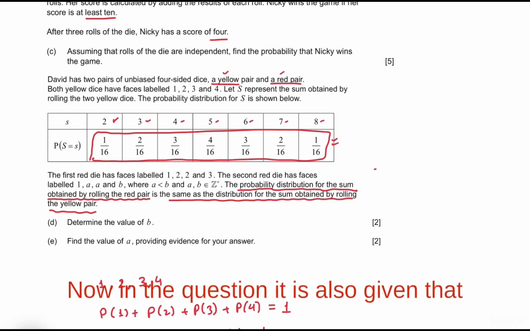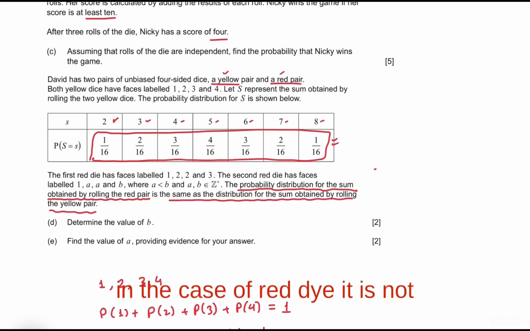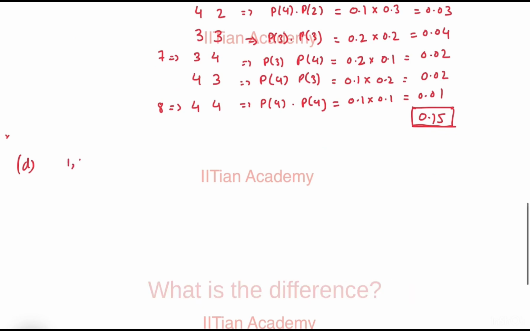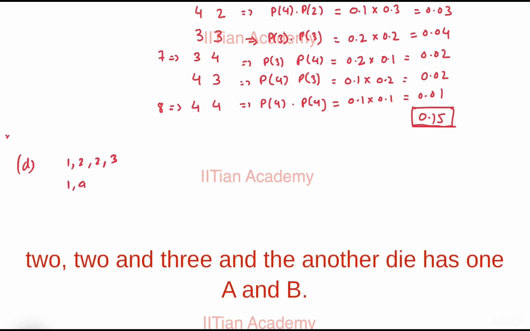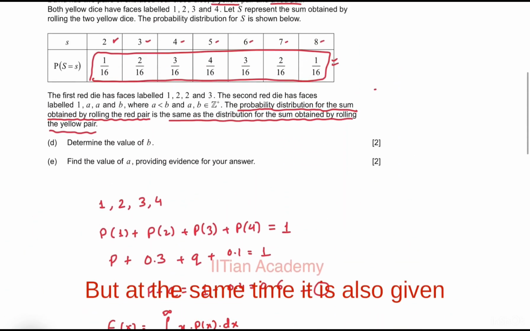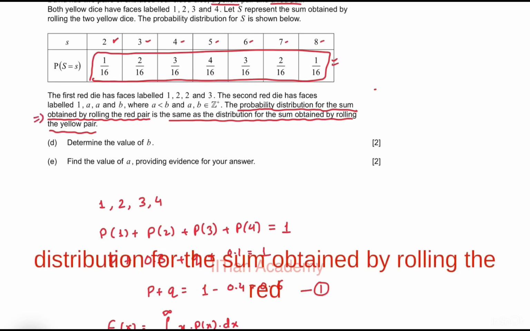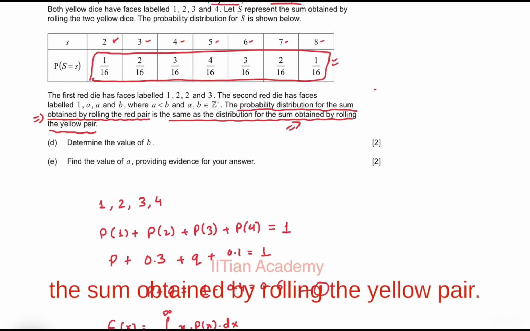Now, in the question, it is also given that in the case of red die, it is not 1, 2, 3, and 4. It is different. What is the difference? It is given that in case of red die, the faces are 1, 2, 2, and 3, and the other die has 1, A, and B. But at the same time, it is also given that although these are different, the probability distribution for the sum obtained by rolling the red pair is exactly the same as the distribution for the sum obtained by rolling the yellow pair.